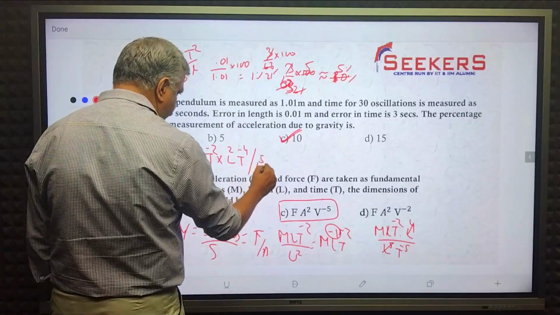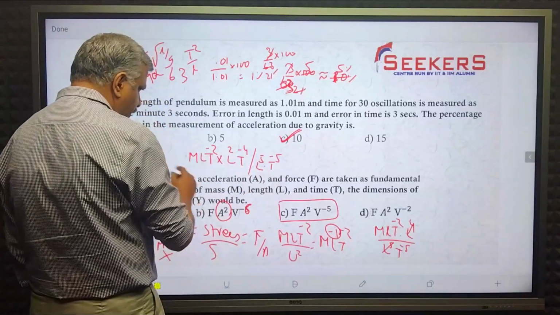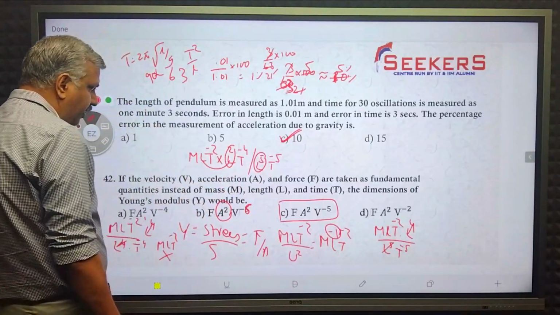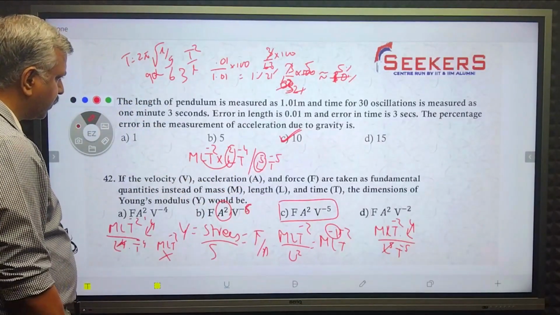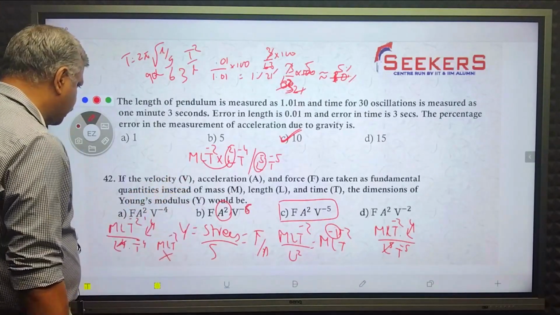Now L power 5 into T power minus 5. Now that seems to be working. So here it is L power 5. Here it is L squared into L. So that will become L cubed. So L power minus 2. So that won't be the answer.